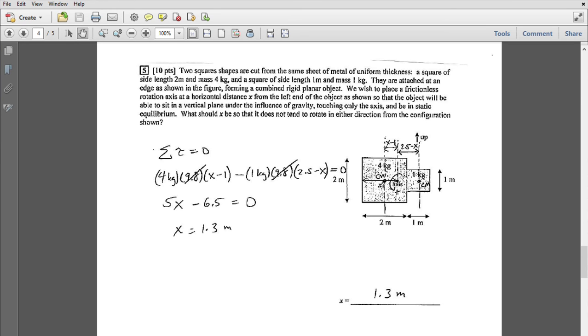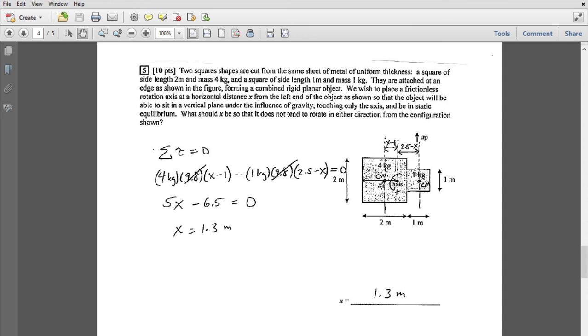So let's see. With respect to this axis, we have a gravitational force on this part plus a gravitational force on this part. Let's calculate their torques. I'm going to take counterclockwise to be the positive direction. So the left side is exerting a positive gravitational torque, and the right side would be exerting a negative gravitational torque. Let's add those two together.